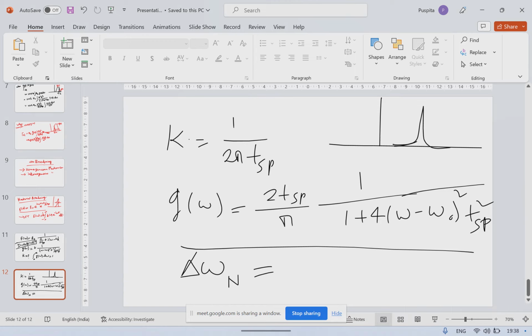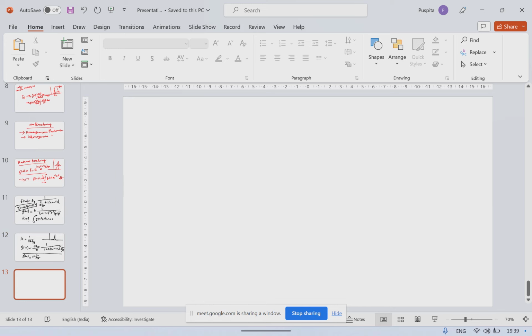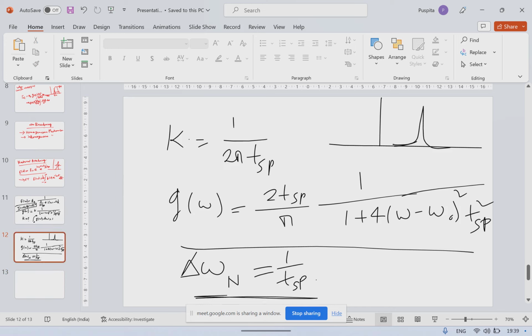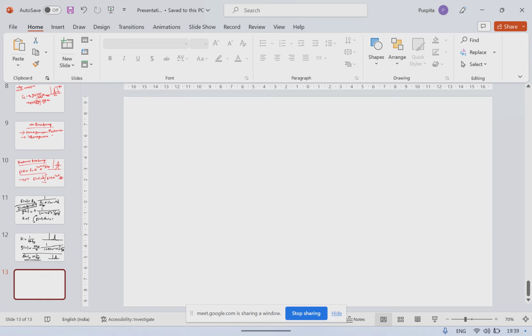The FWHM, or we can say delta omega 1, is delta omega 1 by TSP from the Lorentzian changes. So this delta omega 1 is the broadening, the width of the broadening due to natural reasons. That is, naturally, what will be the broadening of any frequency spectrum.